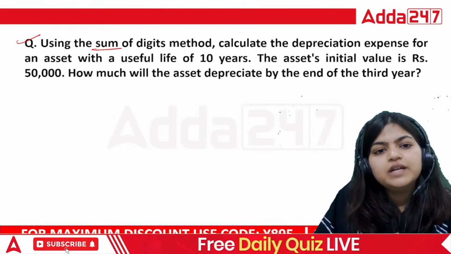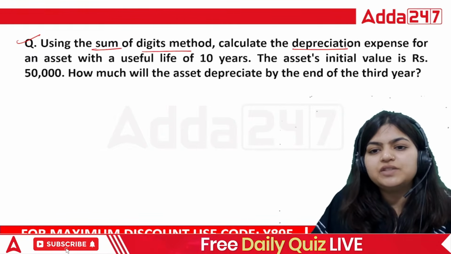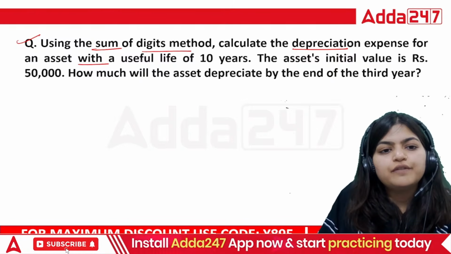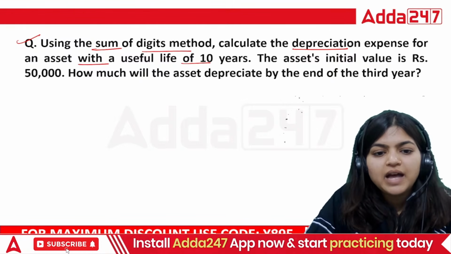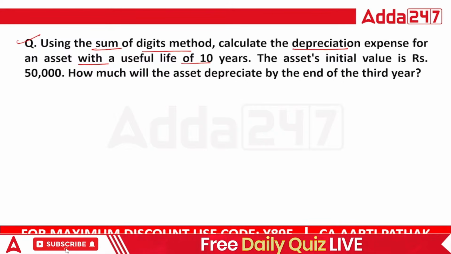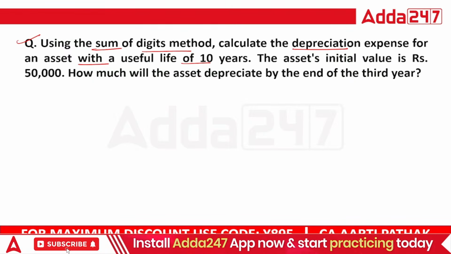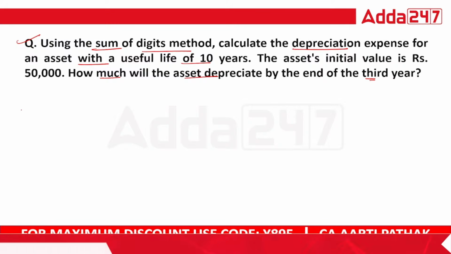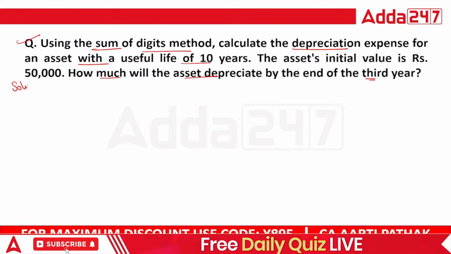Using the sum of digits method, calculate the depreciation expense for an asset with a useful life of 10 years. Here, the asset's initial value is 50,000. What you need to calculate: how much will the asset depreciate by the end of the third year? Okay, so let's do the solution of this.